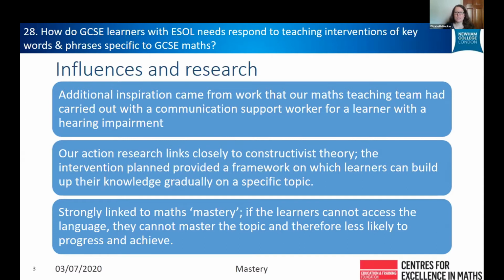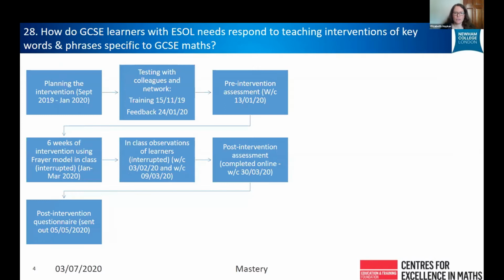So just an addition on that, something to note is that the original research didn't come from a learner with ESOL needs, but essentially he has BSL as his primary language, but it's quite an interesting crossover with different groups. So this is a bit of a timeline of what we did since September of 2019. The prior influences that was done with the communication support worker was prior to this, so this was the 18-19 academic year. So I'll let you have a look at that.